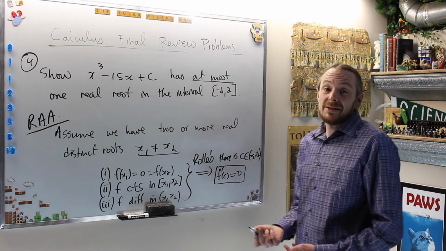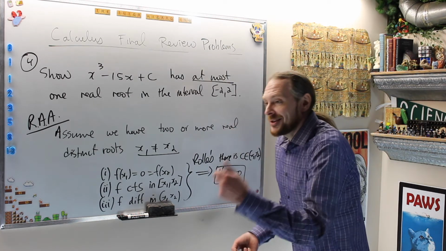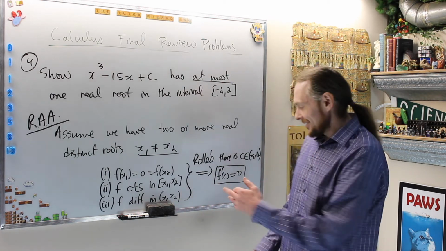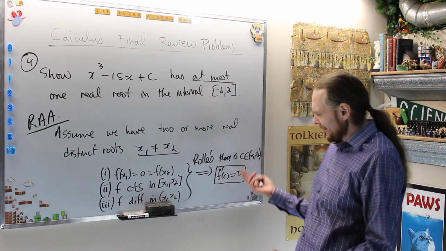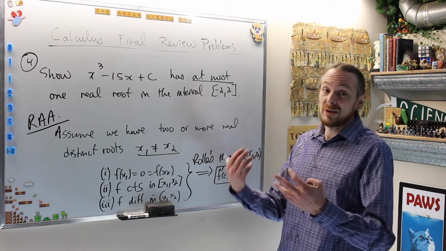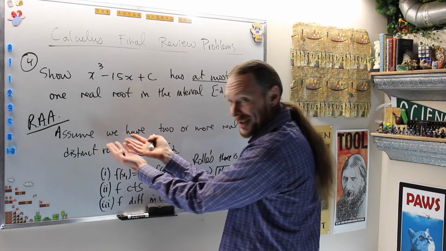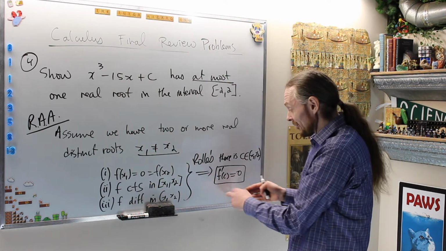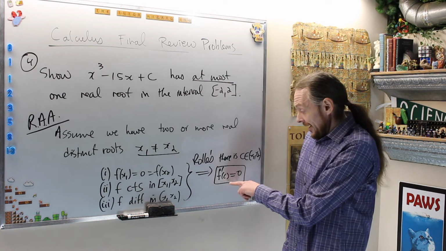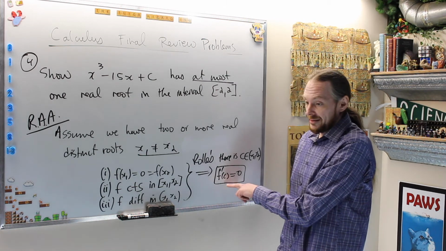How am I going to get a contradiction for that? I need to have another statement which says that can't be true. And then I'm going to be like, how could you have this and this at the same time? And this is where everybody forgets. You get so worked up that you can finally find your way through Rolle's theorem. And what do I do to contradict this now?